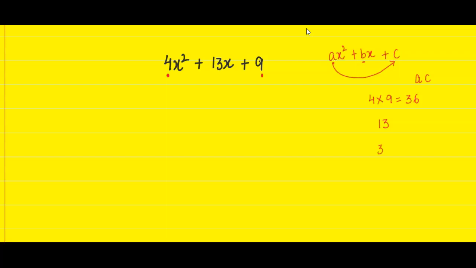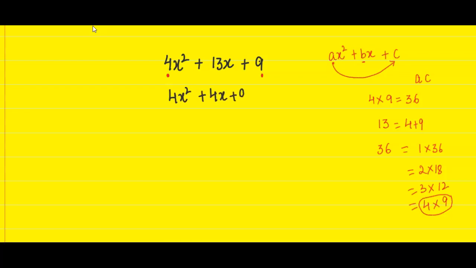So let's write down the factor pairs of 36. We have 1 times 36. Then it can be equal to 2 times 18, 3 times 12, 4 times 9. So we can clearly see 4 times 9. 4 plus 9 will give us the sum 13. So we will break the middle term as 4x and 9x. So let's do that. So we get 4x square plus 4x plus 9x plus 9.